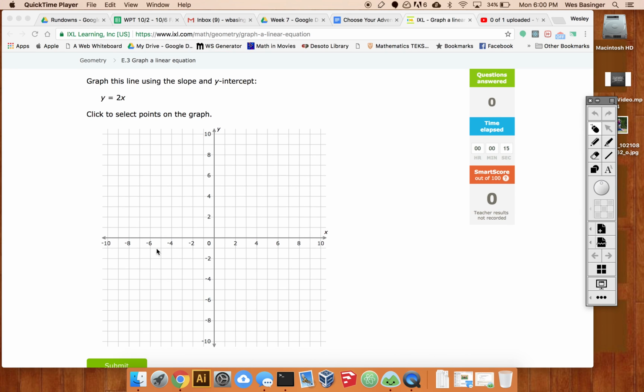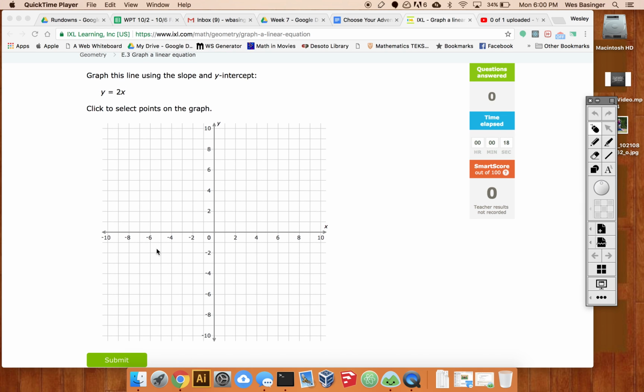One is graph a linear equation. So hopefully you'll see enough examples that this will make sense. It's asking us to graph this line using slope and y-intercept. If you learned anything in Algebra 1, you learned that slope-intercept is probably the easiest form to work with.